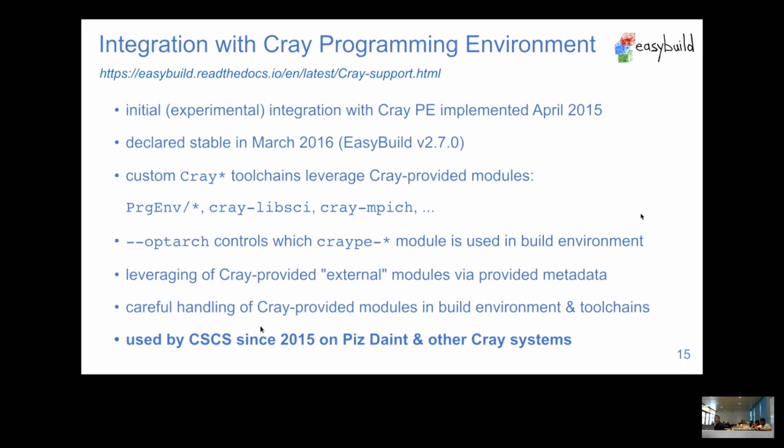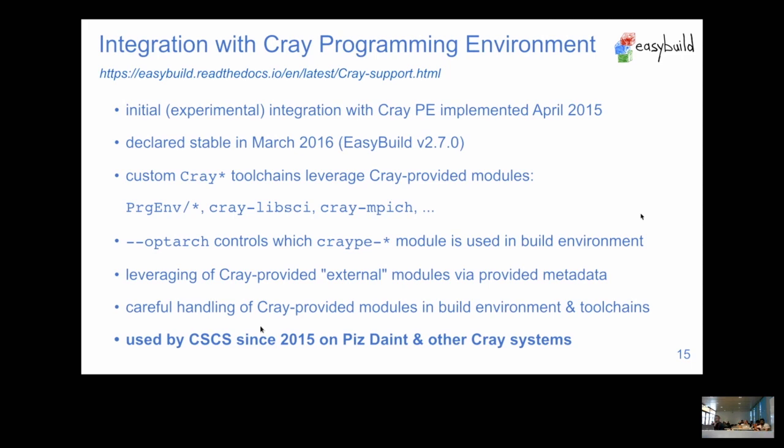Guilherme already briefly mentioned it, but the original implementation of what we have in terms of integration with the Cray PE was done back in 2015. And we declared it stable about a year later, after a lot of feedback from CSCS and some minor changes left and right on top of the initial implementation. What we ended up with is basically a set of custom toolchains that are defined in EasyBuild.